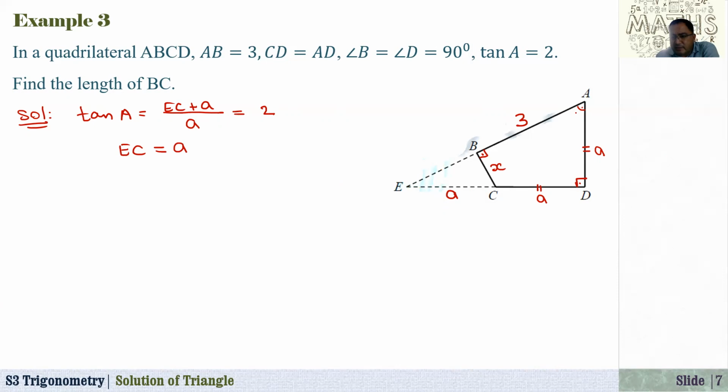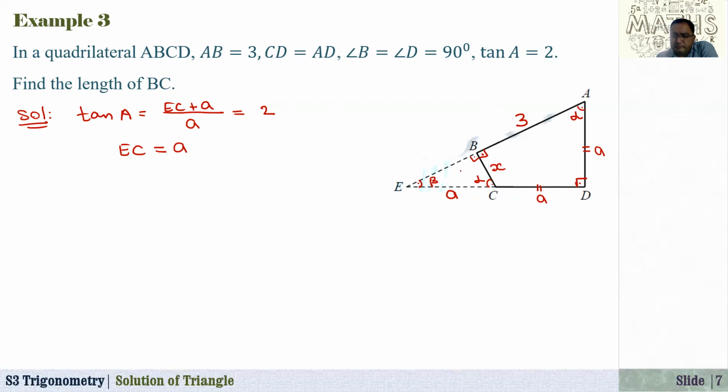Let's say this angle is alpha, and this angle is, let's say, beta. Alpha plus beta is 90 degrees. So since this angle is 90 degrees, then this angle should be alpha. All right. So now if you look at this, we have 2 similar triangles.